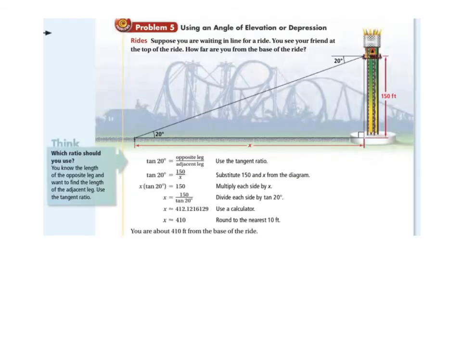All right, taking a quick look here then. So, suppose you are waiting in line for a ride. You see your friend at the top of the ride. How far are you from the base of the ride? So you see your friend here, your friend's there, you're down here, right? Notice here we have that we're going from line of sight from your eyes then. Apparently this base of the ride is as tall as you are, so that eliminates some of the issue there. So 150, so your eyeballs, right? How far to the end here?